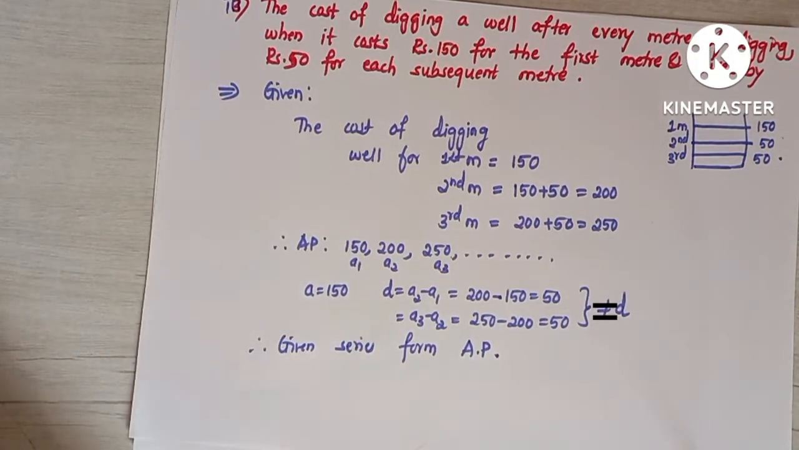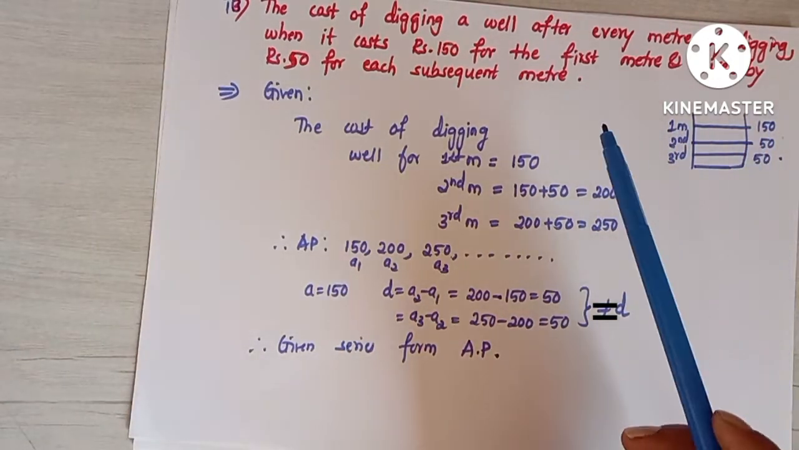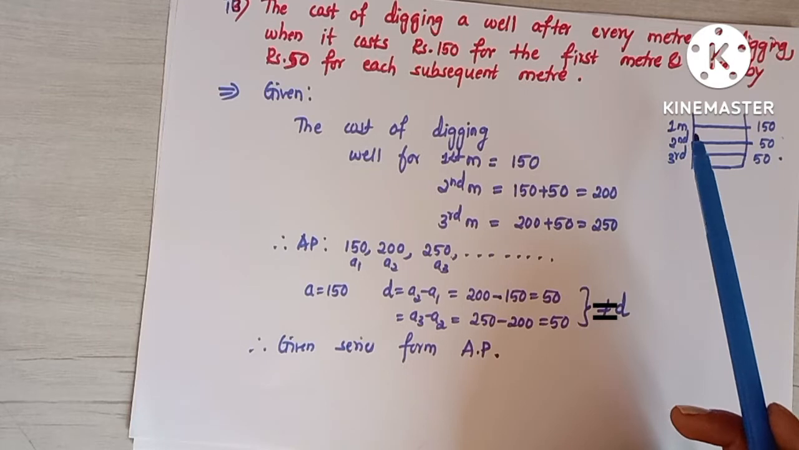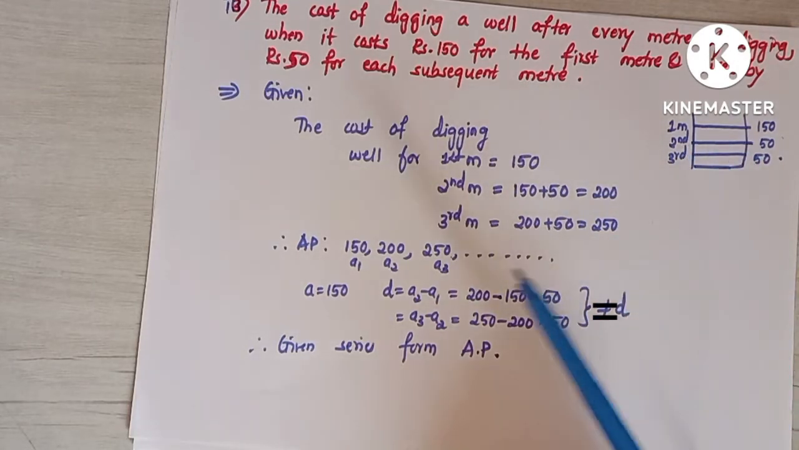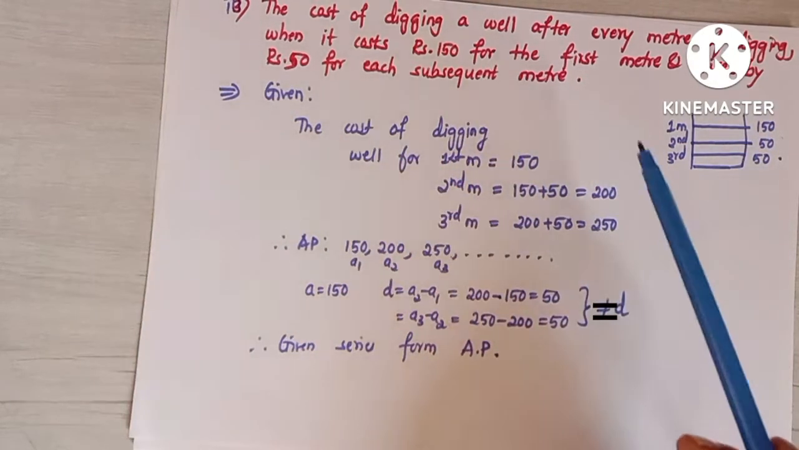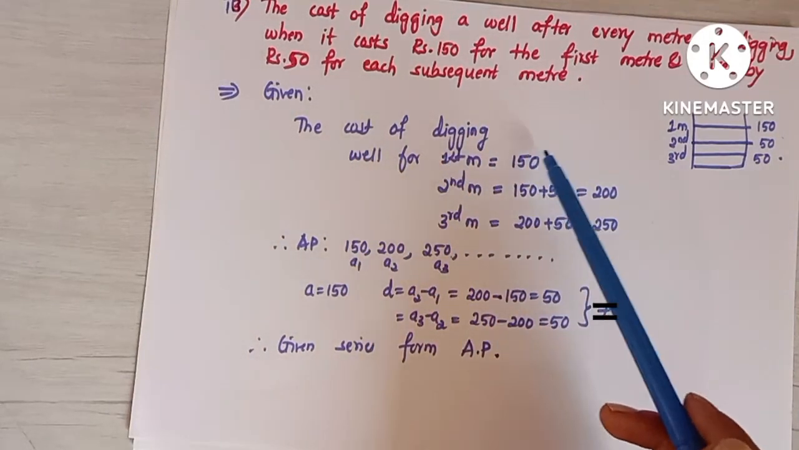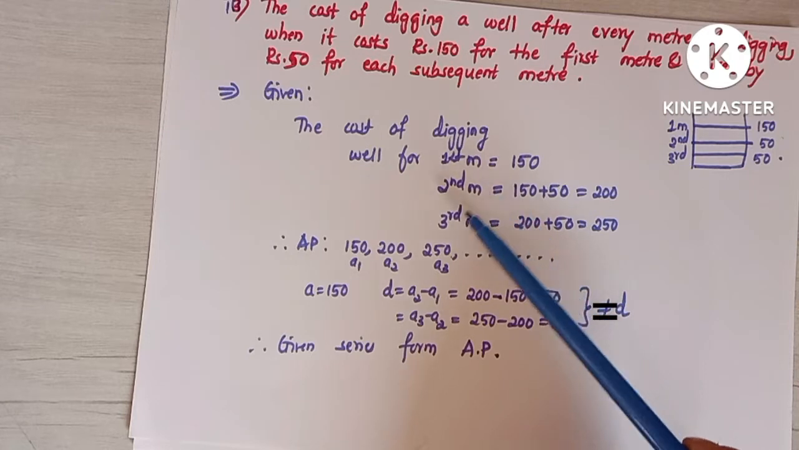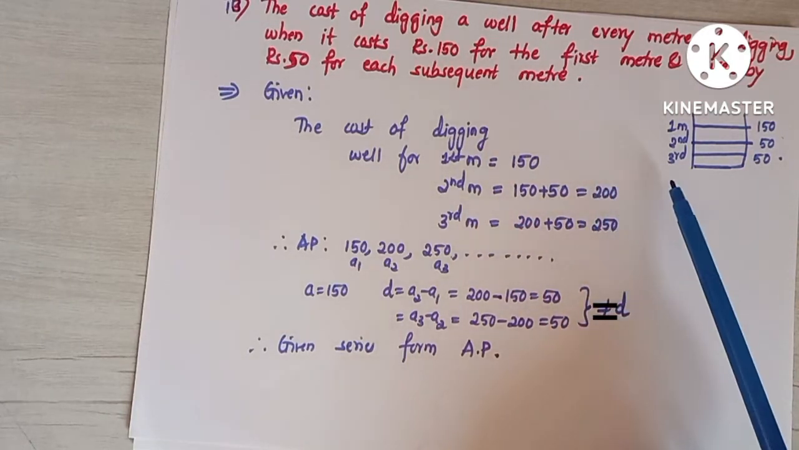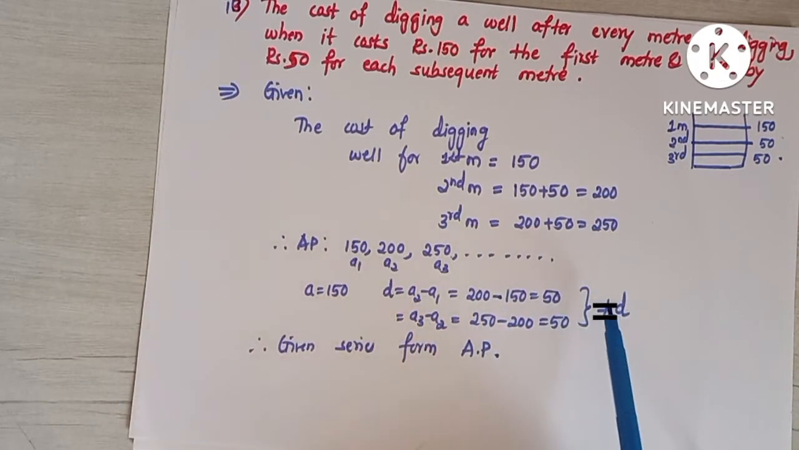So what is given in the question? For the first meter, the cost of digging a well is 150 rupees and it rises for the second, third and subsequent meters by rupees 50. So we have to write down the given things first. So the given thing is the cost of digging a well for the first meter is rupees 150. For the remaining meters, it will rise by rupees 50. So after getting this series, we have to check whether the difference is same. If it is same, it forms an AP. If it is not same, then it does not form an AP.